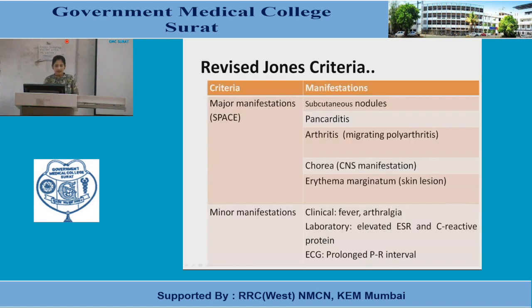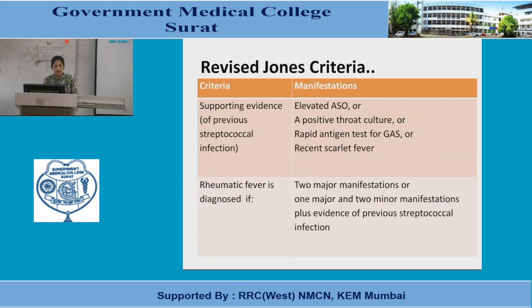This is the Jones criteria, which is nowadays revised. The major manifestations are mainly subcutaneous nodules, pancarditis, arthritis, migrating polyarthritis, chorea, CNS manifestation and erythema marginatum. The minor manifestations are clinically fever and arthralgia, in the laboratory elevated ESR and C-reactive protein, and in the ECG findings prolonged PR interval. Supporting evidence of these Jones criteria includes elevated ASO titer, a positive throat culture or rapid antigen test for group A strep, or recent scarlet fever.